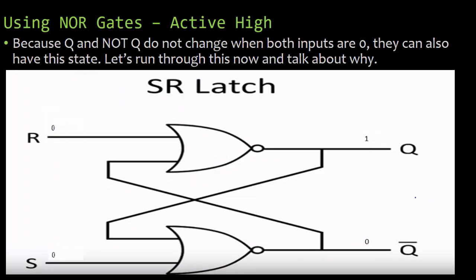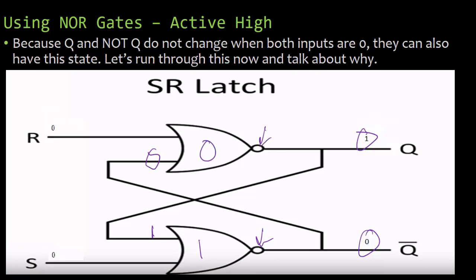But what if both of these are 0 and we have 1 at Q and not Q at 0? Does it stay the same? Because people will say, well, they can also have this state, but let's understand why it can have this state. Let's start with S. Doesn't really matter which one you start with. So we'll bring this 1 down. 1 or 0 equals 1. We hit this inverter, it becomes 0. 0 or 0 come out to 0. We hit this inverter and we get a 1.